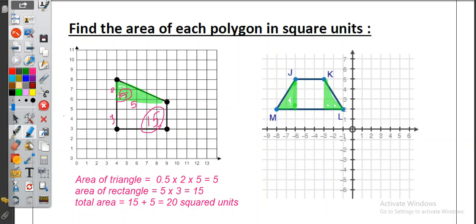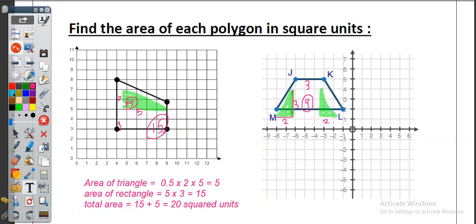What are the dimensions here? I have 3 for this square. 3 times 3, this area here is 9. What about this one? 1, 2, 3, and 1, 2 is the base. So the area here is base times height. This is 2. This is 3. This is also 2, and this is 3. So how will we find the area?